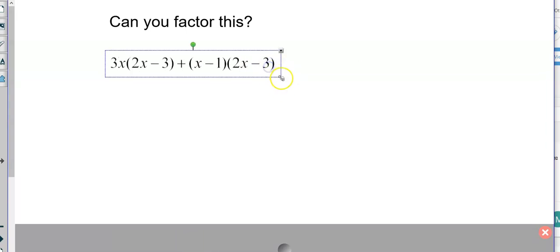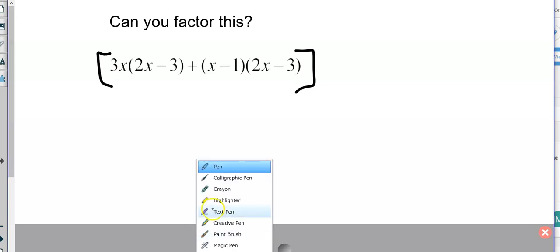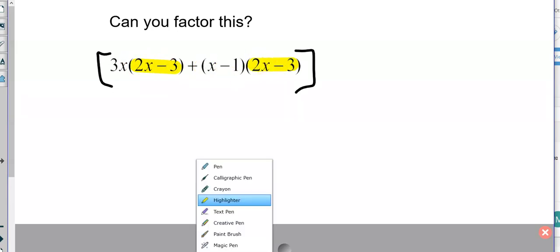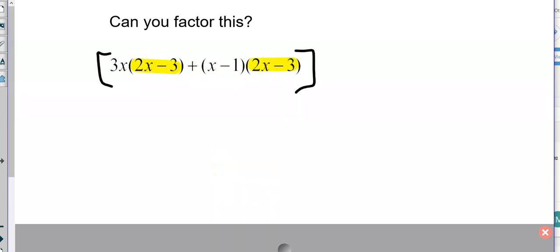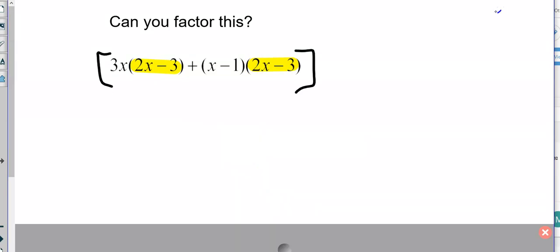Try this one. I don't know if you see it, but it'd be a tough problem to actually do it. You have to distribute, FOIL, combine like terms, eventually factor it. You could do it, but it'd be a lot of work. I see a shortcut. I don't know if you see it, but I see this in both of them. So the first thing that popped out to me is the idea of a GCF, right? Both terms seem to have the same 2x minus 3.